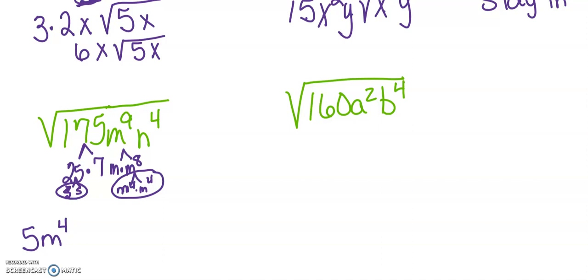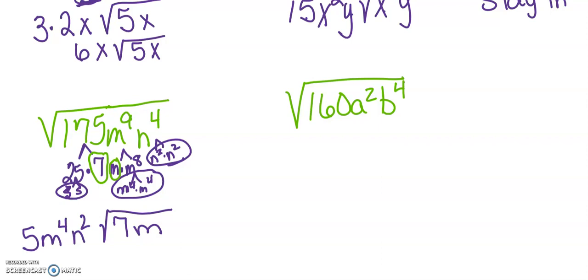Okay? N to the 4 we can split up into n squared, n squared. We have 2 of a kind, so n squared can come out. Now, we did have some leftovers, so I do want to point those out to you. 7 was left over, and m was left over. Okay, so those leftovers stay in the radical. They do not come out. So if you were going to simplify the square root of 175 m to the 9th n to the 4th, you would get 5 m to the 4th n squared square root of 7m.